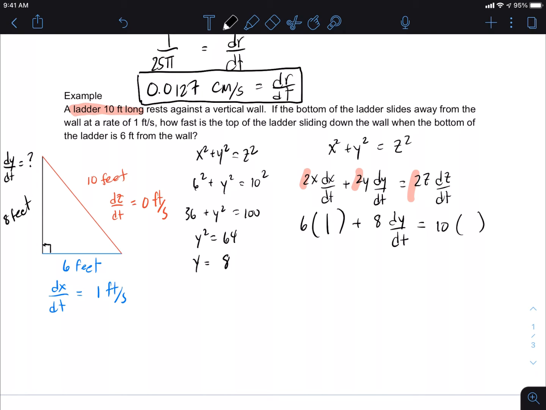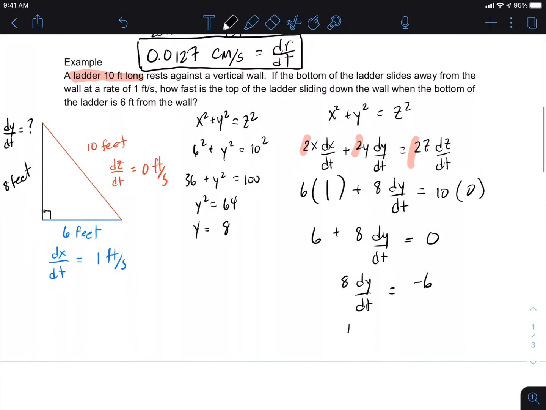So we can see we're going to get 6 plus 8 dy/dt is equal to 0. So 8 dy/dt is equal to negative 6. dy/dt is equal to negative 6 over 8, or negative 3/4 feet per second.